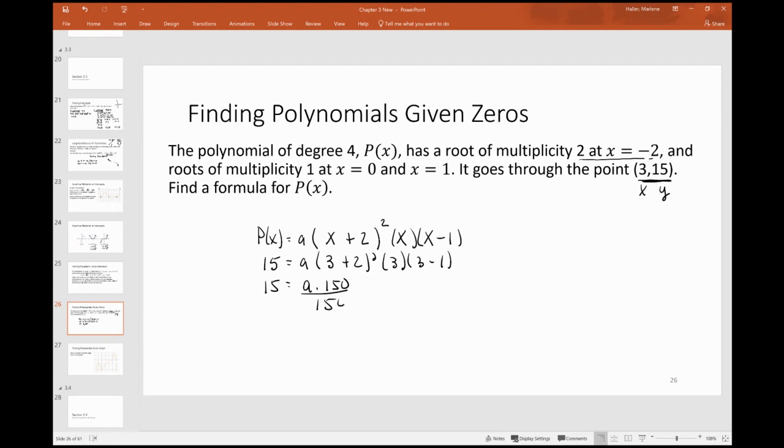All right, solving for a means that I'm going to have to divide both sides by 150. And when I do that, I see that a is 15 over 150, which reduces down to 1/10. All right, now I've got my function. P of x is going to equal 1/10 times (x plus 2) squared times (x minus 1).